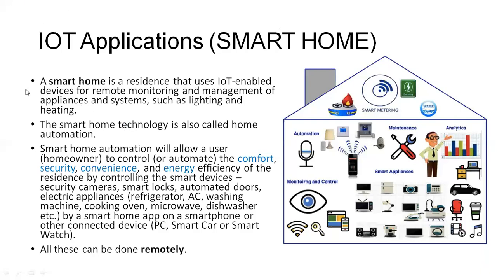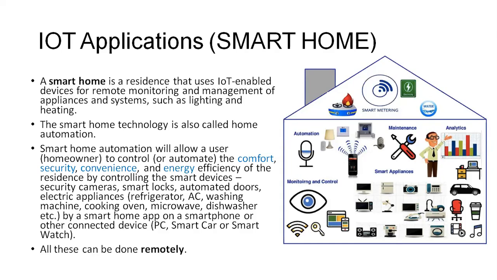Okay, so in this, we can see IoT applications in a smart home. We will take some examples to understand how a smart home works. A smart home is a residence that uses IoT enabled devices for remote monitoring and management of appliances and systems such as lighting and heating. Just like we discussed previously, the light can be switched on and off based on your presence in the room. The sensor senses your presence, and based on that the lighting, the AC and the TV will be switched off and on. The smart home technology is also called home automation, because all the things will be done automatically without manual human intervention.